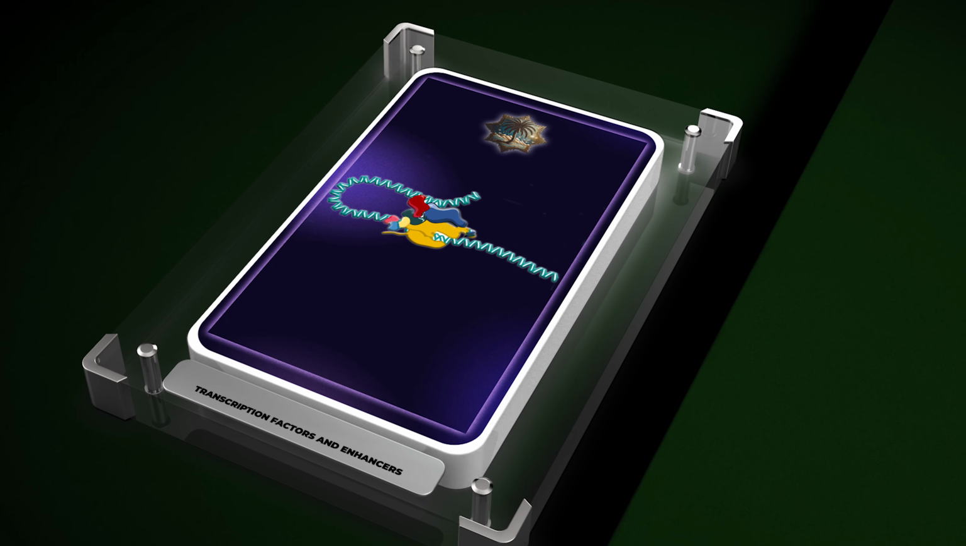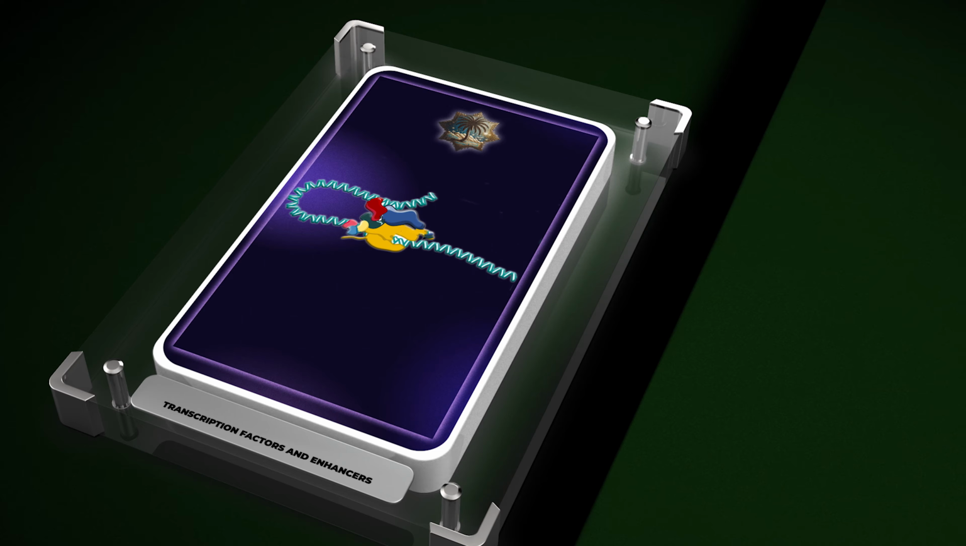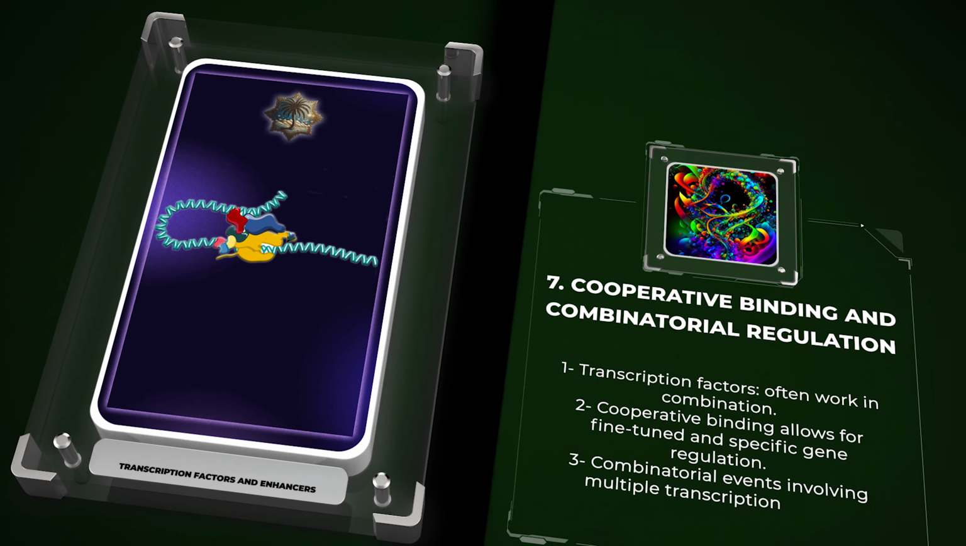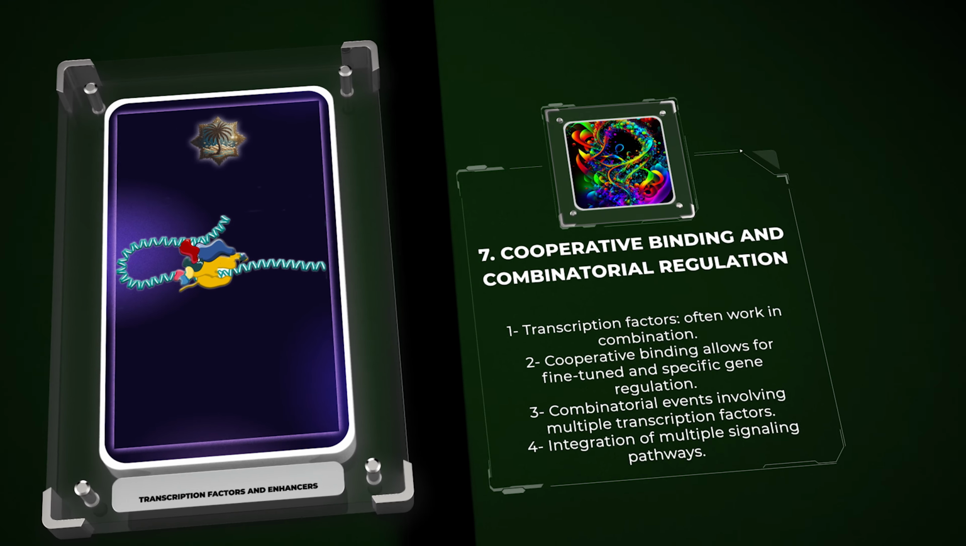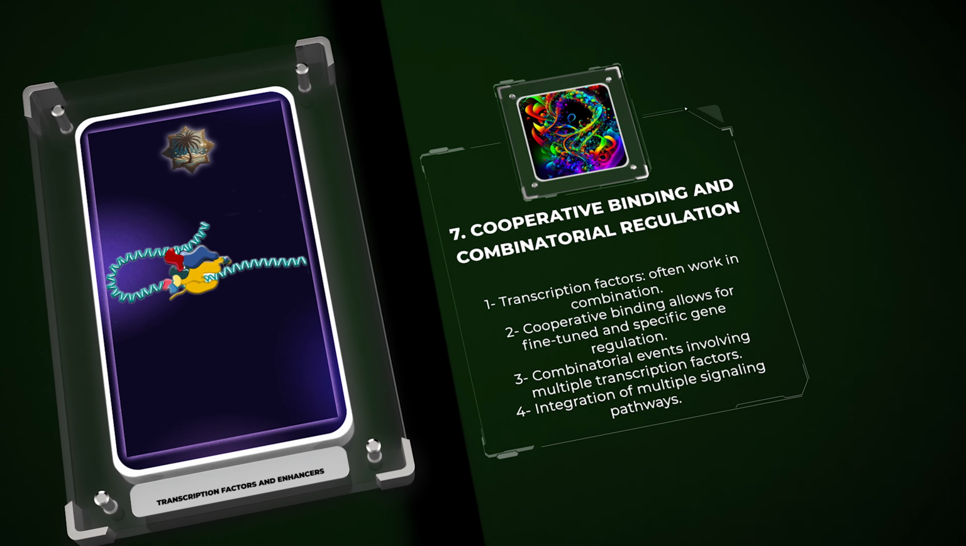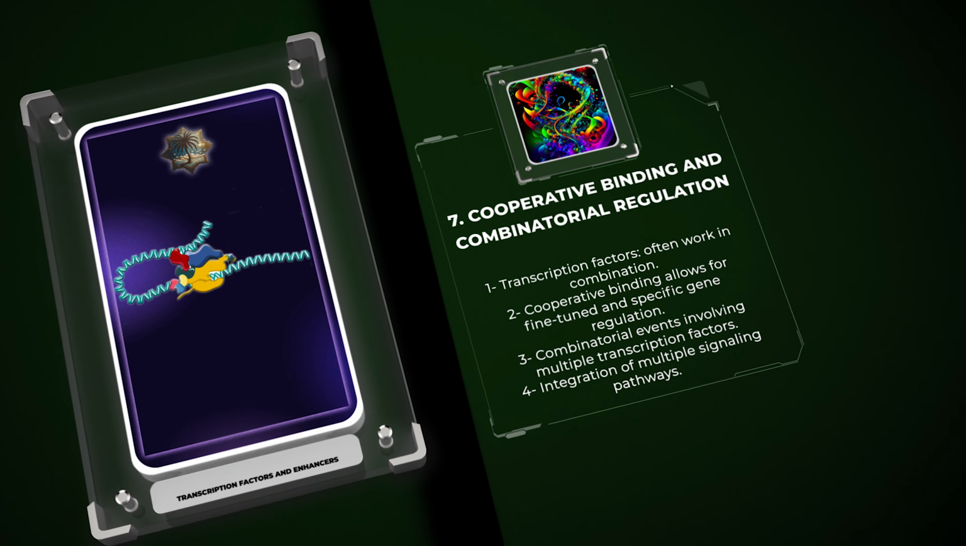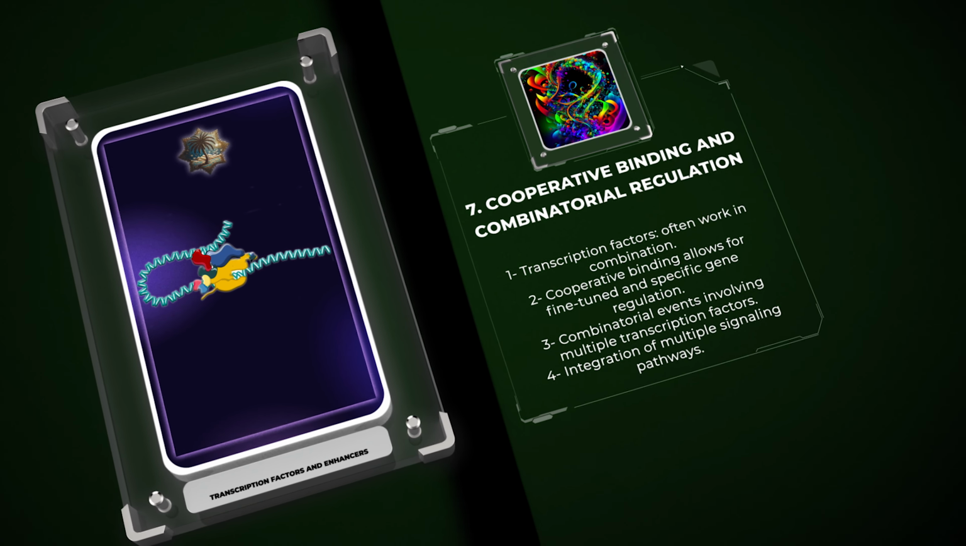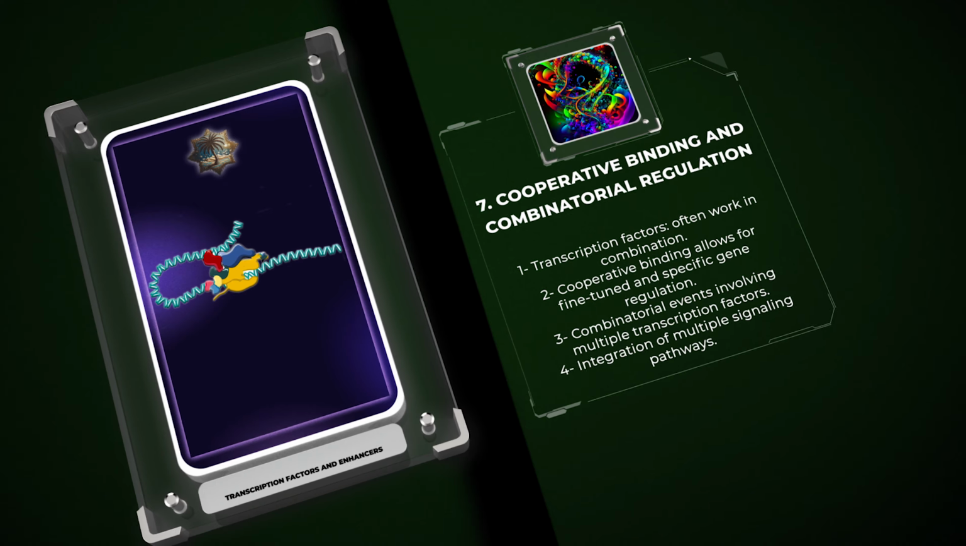Transcription factors often work in combination, and their interactions with DNA can be cooperative. Cooperative binding allows for fine-tuned and specific gene regulation. Combinatorial events involving multiple transcription factors binding to target DNA sequences enable the integration of multiple signaling pathways, resulting in highly complex gene regulatory networks.